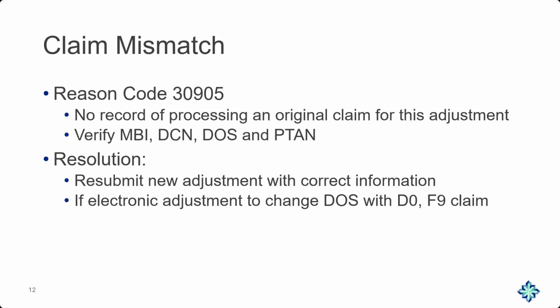Now to resolve the error, you could submit a new adjustment, making sure that you are using all the correct information. And if the claim was submitted electronically and you're going to change those dates of service, you're going to want to make sure that the claim contains condition code D0, and then you can F9 that claim to get that to continue processing.